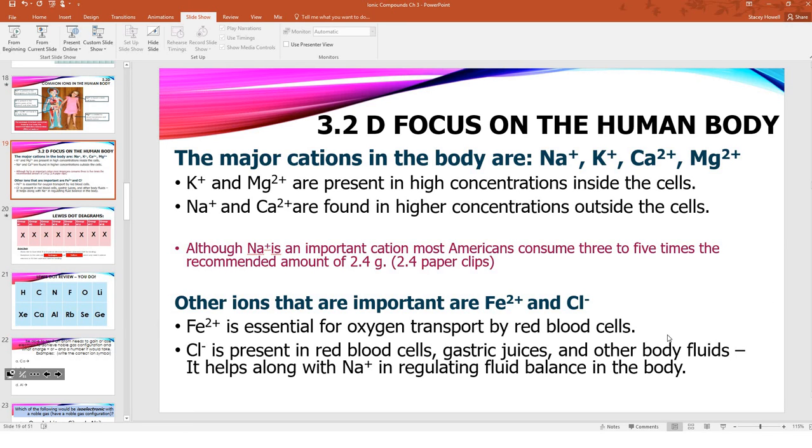The other ions that are important are our Fe plus 2, which is essential for oxygen transport in your hemoglobin by your red blood cells. And chlorine minus is extremely important. That's your chloride ion. It's present in your red blood cells, in your gastric juices with your hydrochloric acid in your tummy, and other bodily fluids. It also helps in regulating sodium fluid balance. So when you sweat, it's salt you're giving off. It's sodium chloride that you're actually giving off.